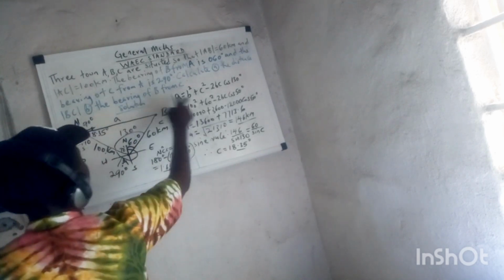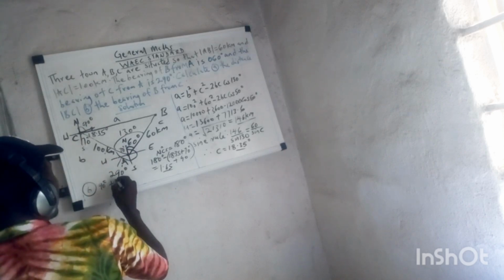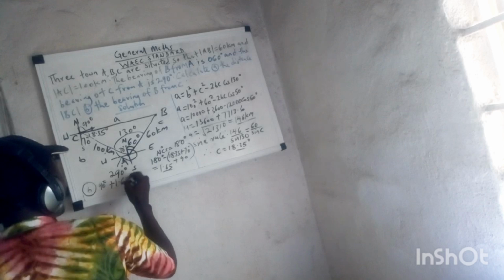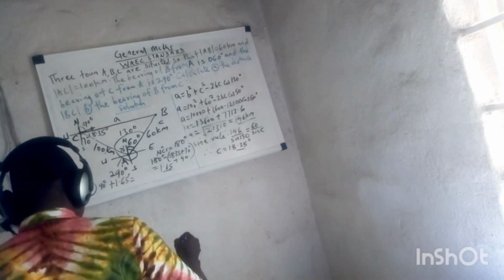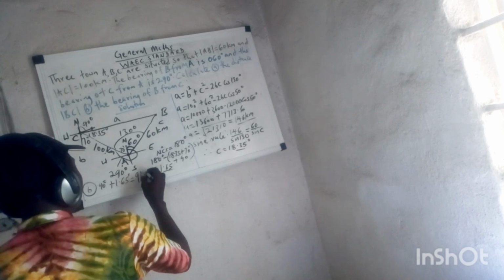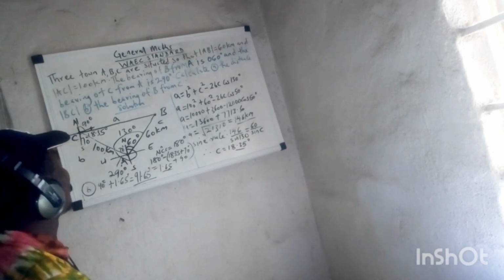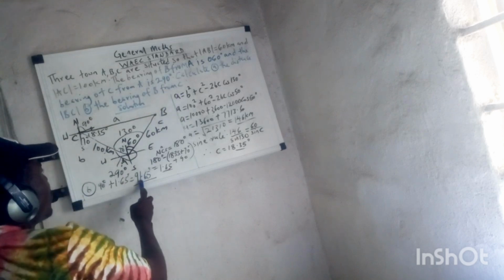The bearing of B from C, let's solve it here. You just add up 90 degrees plus 1.65 degrees. We get 91.65 degrees as the answer. The bearing of B from C becomes this.